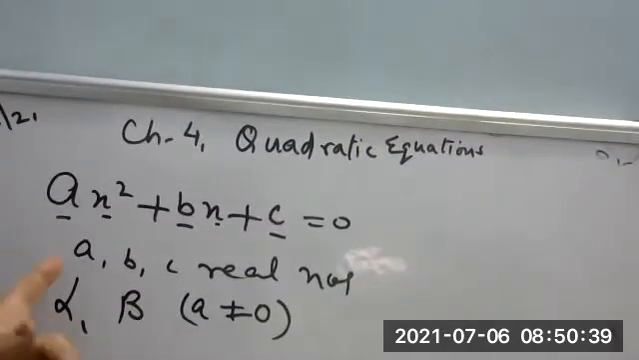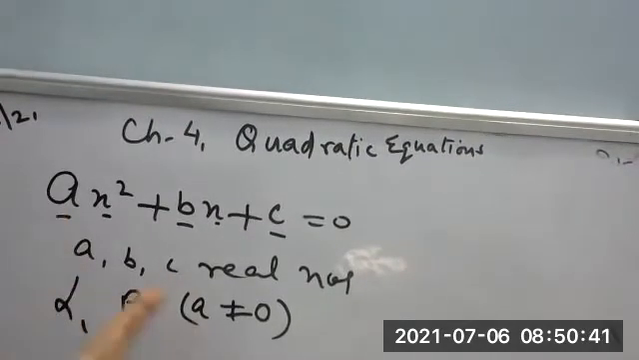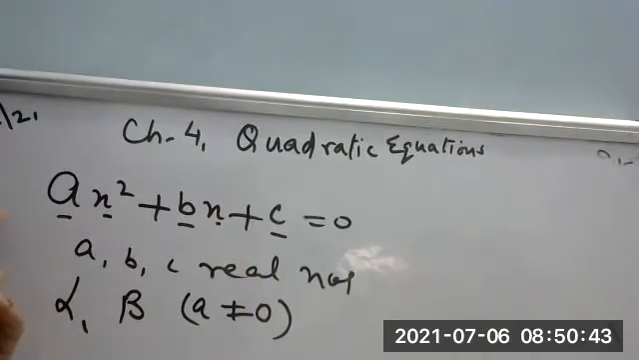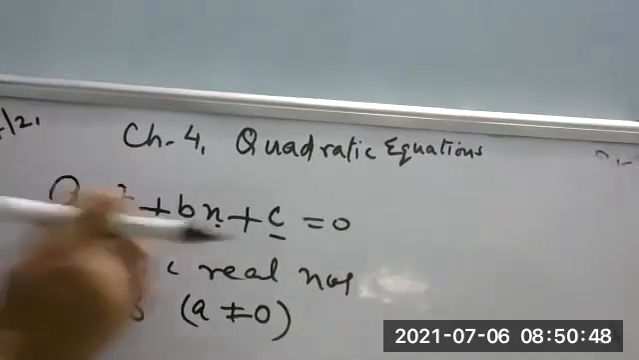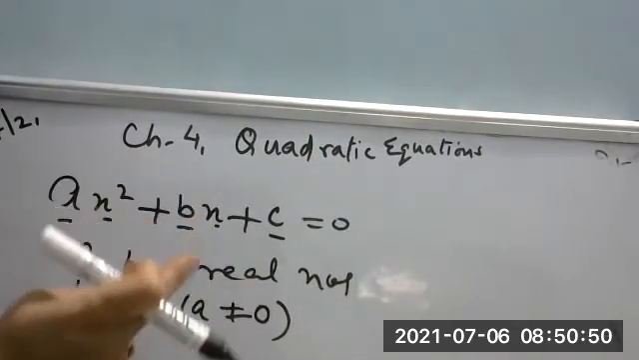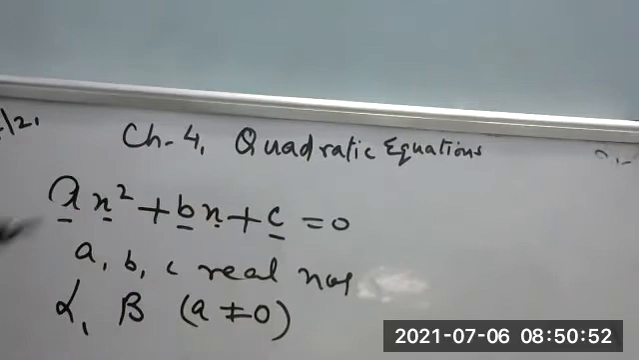Beta, if we make this a 0, then this equation will not be a quadratic equation. It will become a linear equation. Why? Because this term will be completely 0, and then bx means the power of x is 1. So it will become a linear equation. But we are talking about a quadratic equation.